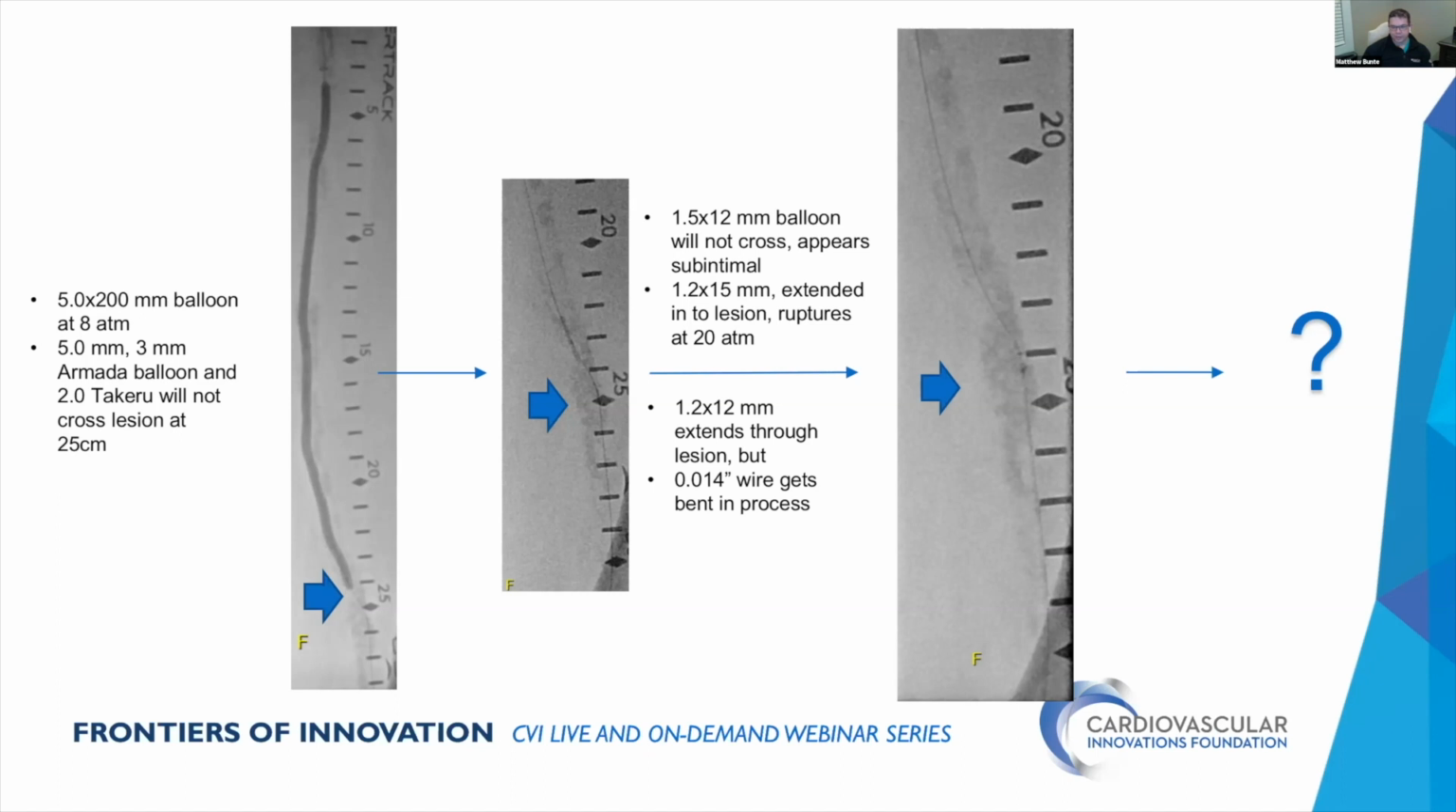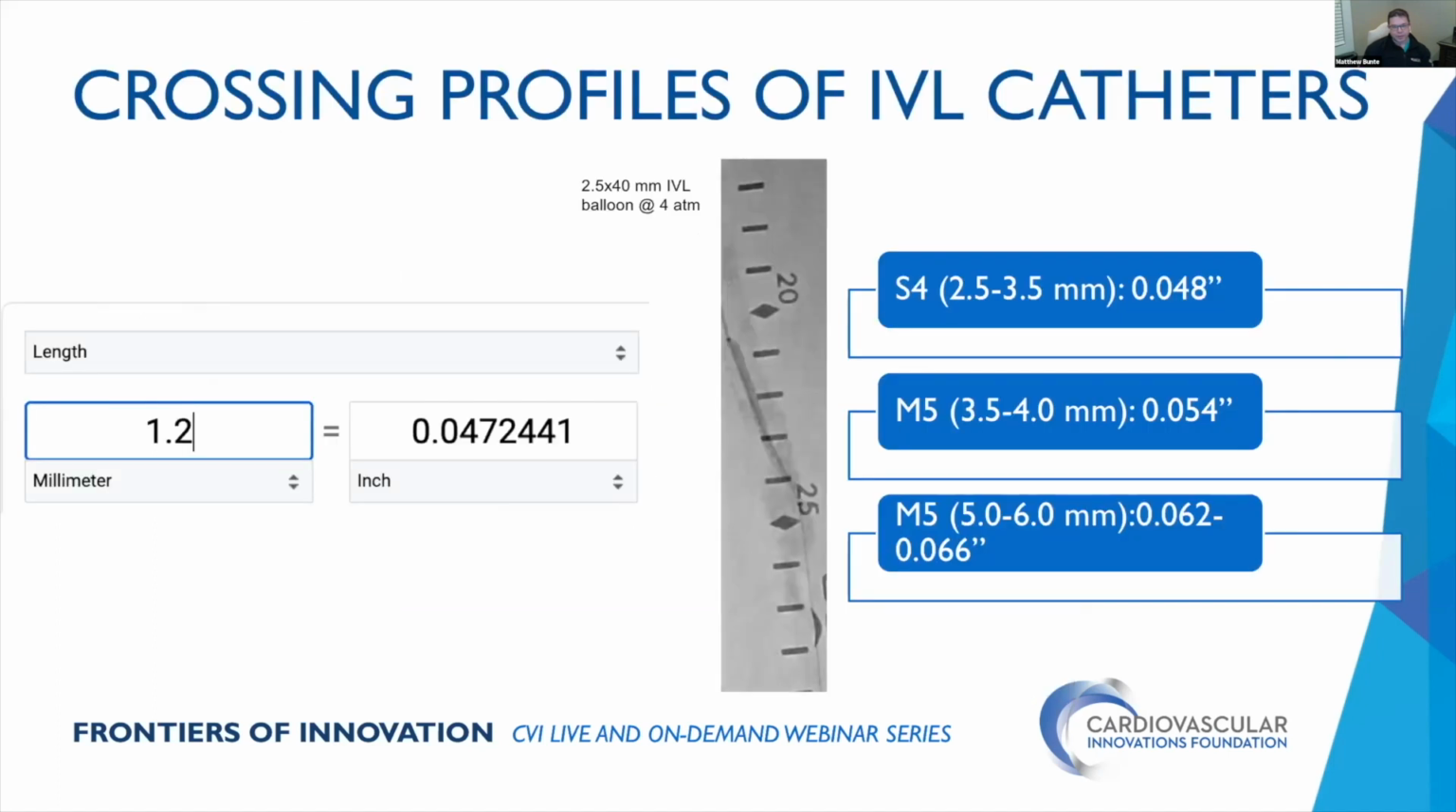And now I was in a real pickle because I've got a wire across the lesion. I don't have great support, and I can't get anything to push through. So it's kind of like, now what? Well, in this case, I knew I used a 1.2 balloon. So I used a kind of a step-up approach with the lithoplasty balloons.